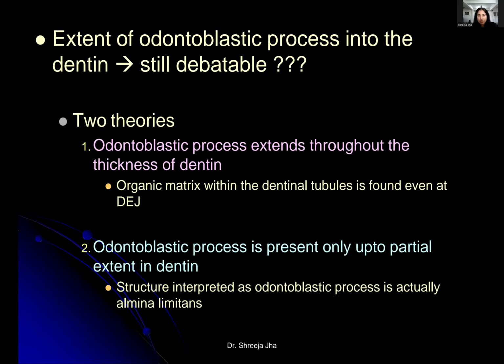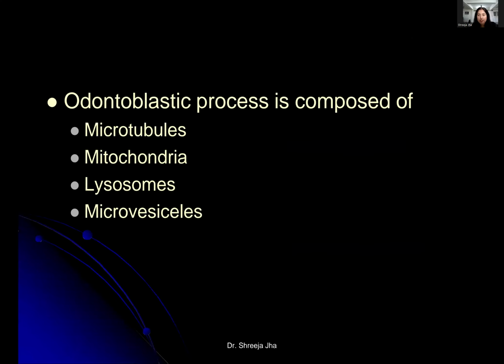Now, what is the extent of the odontoblastic process? For this, we have two theories. One: the odontoblastic process extends throughout the thickness of dentine, and the second: the odontoblastic process is present only up to a partial extent in dentine. These two theories are still debatable, but we can appreciate both of them. The odontoblastic process is composed of microtubules, mitochondria, lysosomes, and microvesicles.